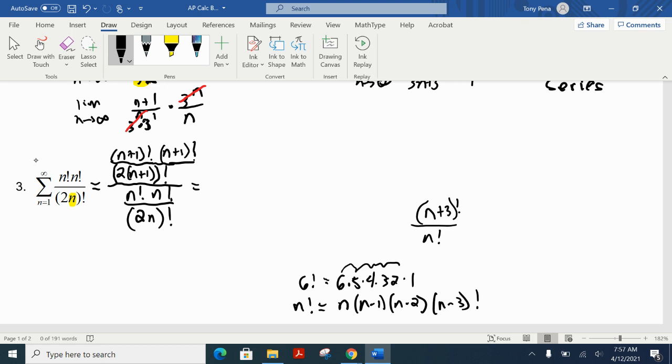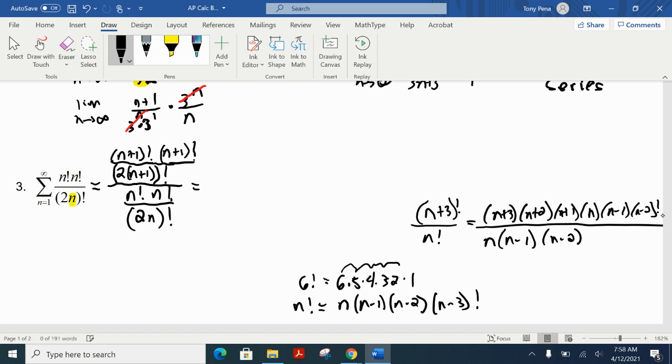Okay, so let's say I ask you to simplify this guy up here. Both of these would technically go on forever, right? Like n plus 3, if we don't know what our n is, n plus 2, n plus 1, n, n minus 1, n minus 2. Eventually we don't want to write those forever, so we'd put a factorial behind it. In my denominator, same thing would play out. I would do n, and then n minus 1, n minus 2.